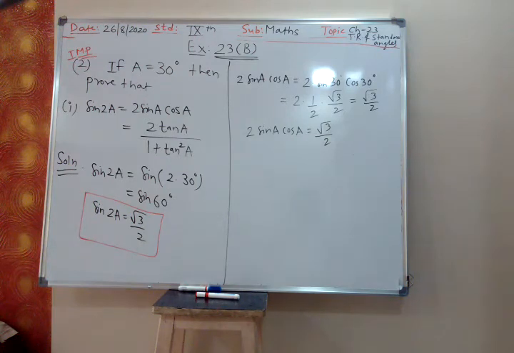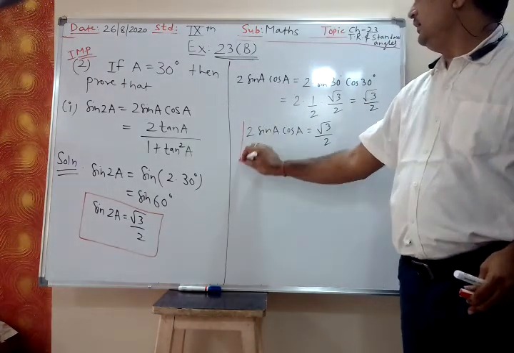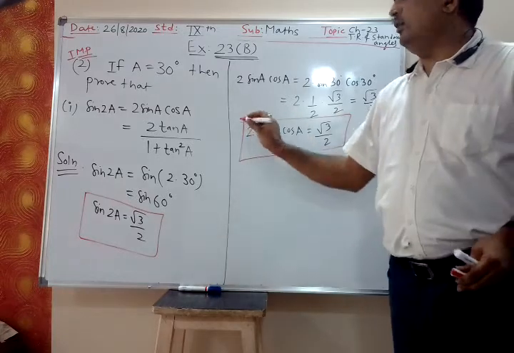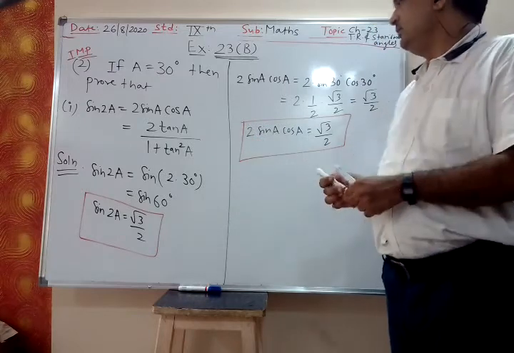Now it is clear, right? 2 sine A cos A is root 3 by 2. Now we evaluate the third term.